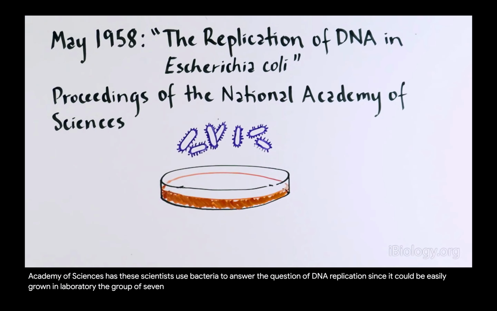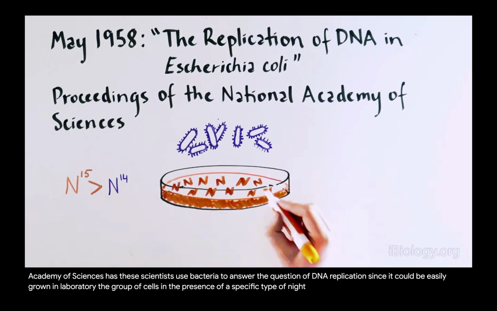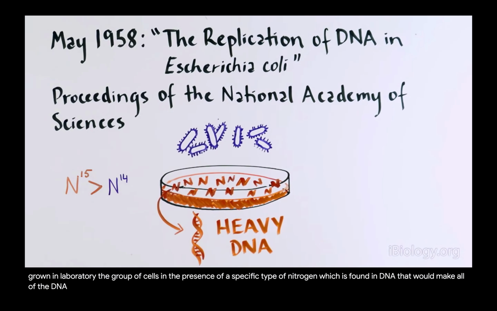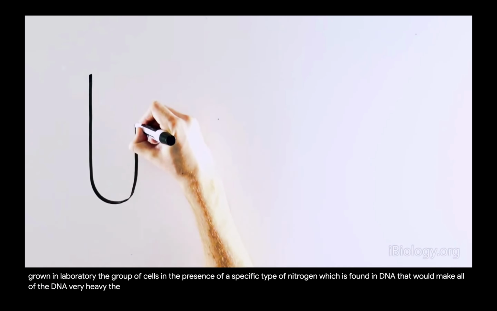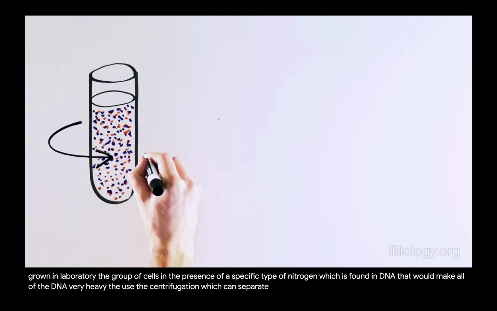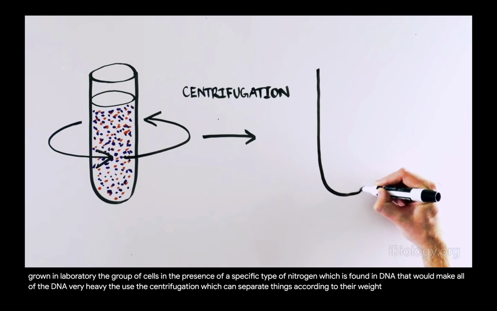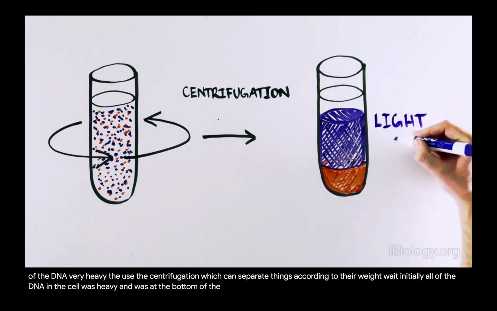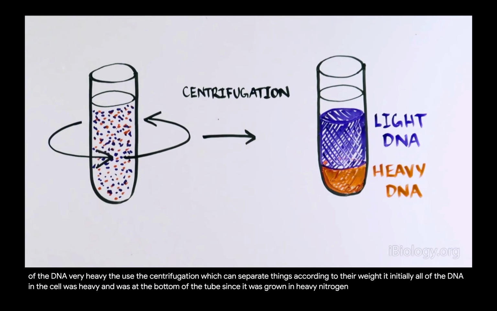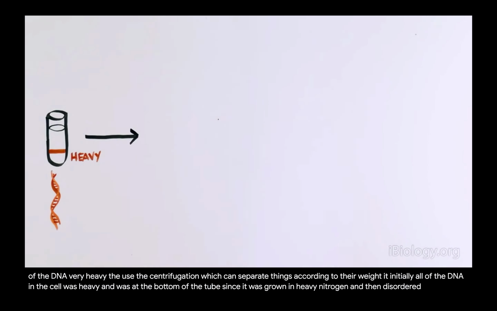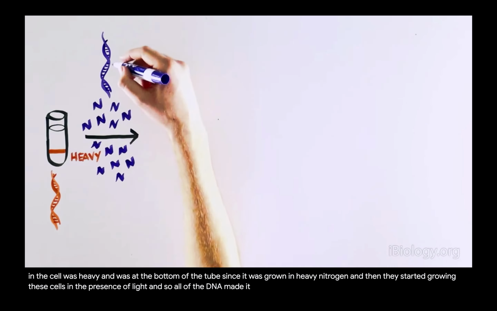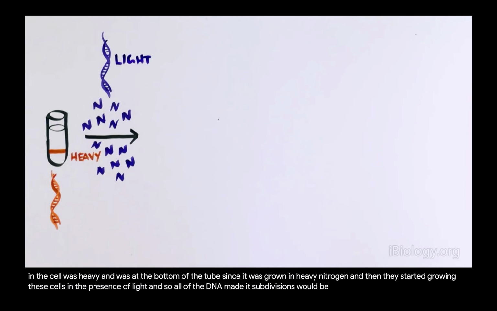They grew the cells in the presence of a specific type of nitrogen, which is found in DNA, that would make all of the DNA very heavy. They used centrifugation, which can separate things according to their weight. Initially, all of the DNA in the cell was heavy and was at the bottom of the tube, since it was grown in heavy nitrogen. Then they started growing these cells in the presence of light nitrogen, so all of the DNA made in subsequent cell divisions would be lighter.